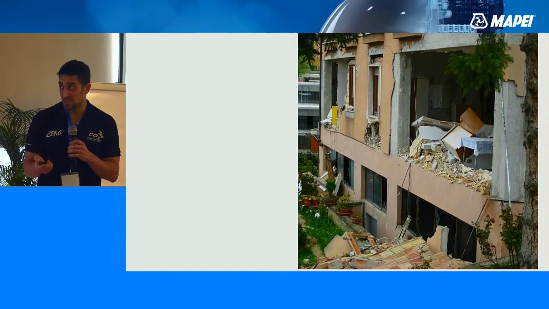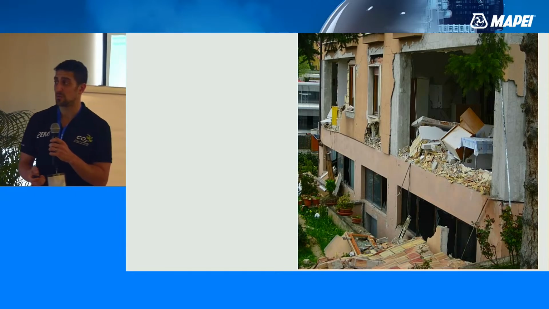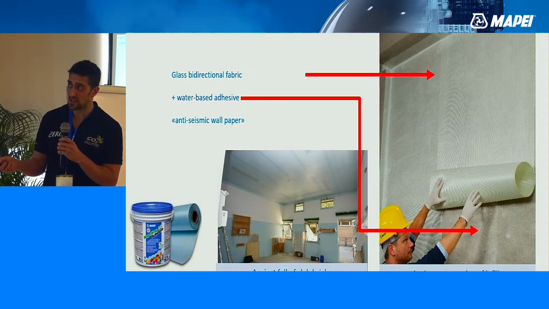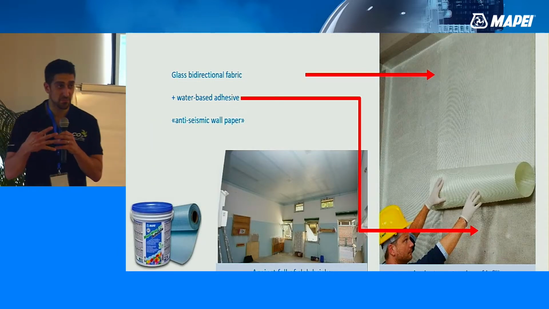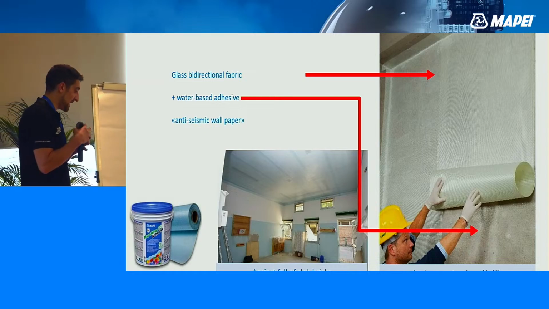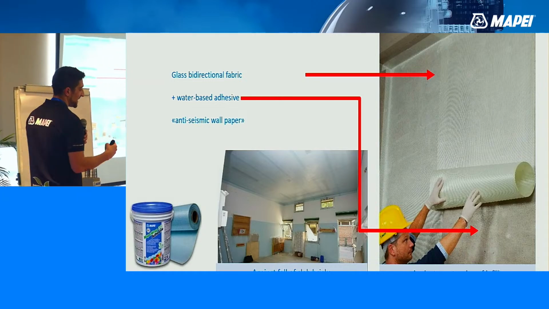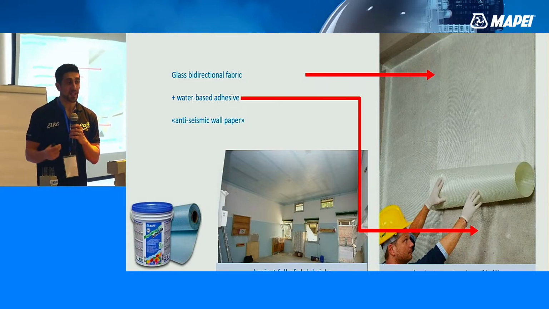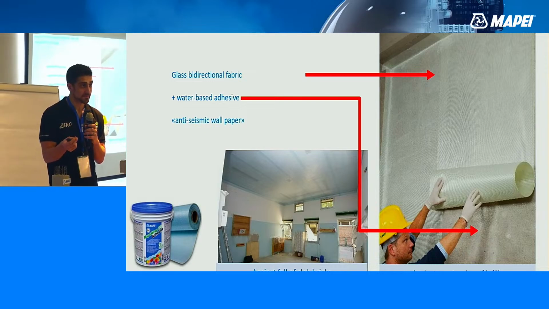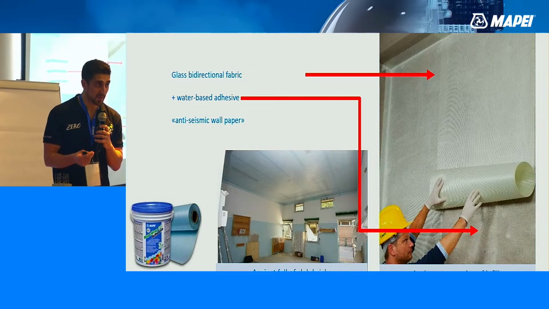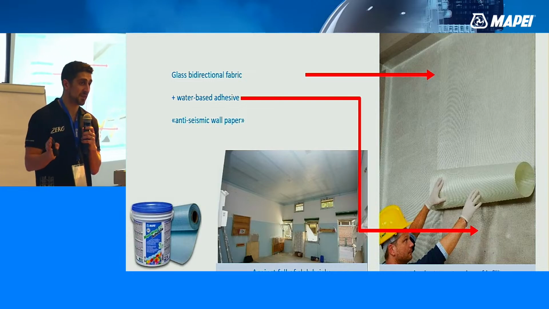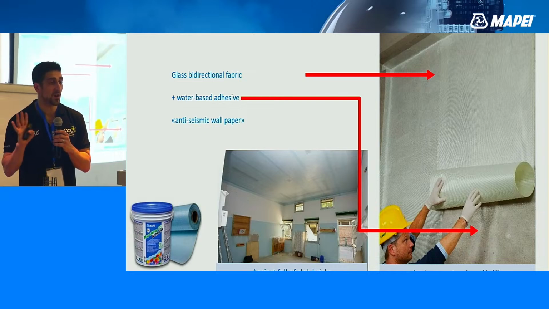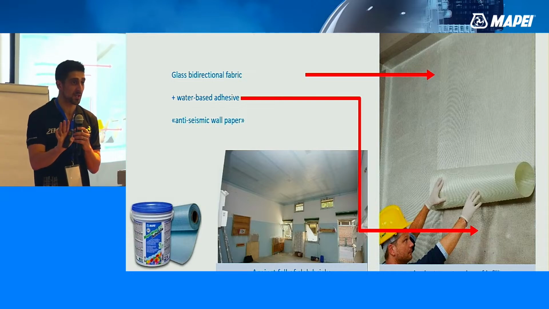That's why, more or less 10 years ago, we developed and introduced this system. It is realized with this kind of glass fabric. It is bidirectional glass fabric, and the main characteristic, the main innovation, is that this glass fabric is applied directly on the render. If you have an existing building, there is no need of damaging or removing anything. You can apply this material directly on the render, on the plaster that you have already installed on the wall.